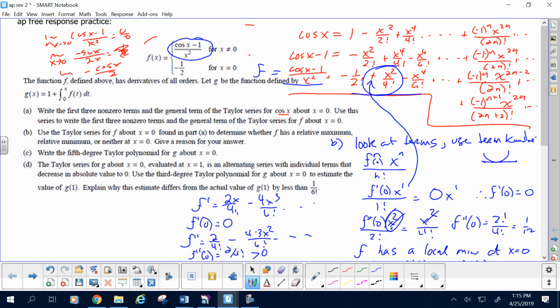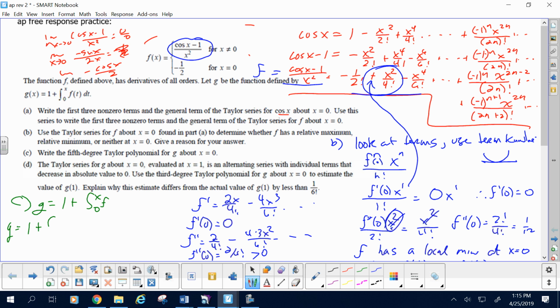You with me? Does one of those ways make sense to you? Cool. Okay, C. Write the fifth degree Taylor polynomial for G. Okay, G's cooking me out. So G is 1 plus the integral from 0 to x of f. I'm supposed to go series, so where do I go from G? What do I do now? Plug it in. Plug in the series for f.